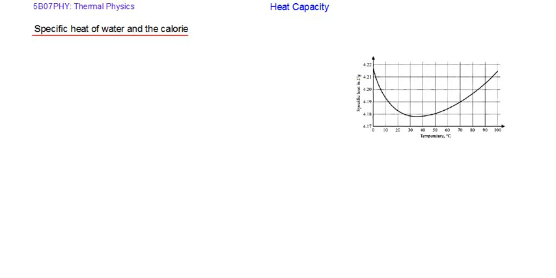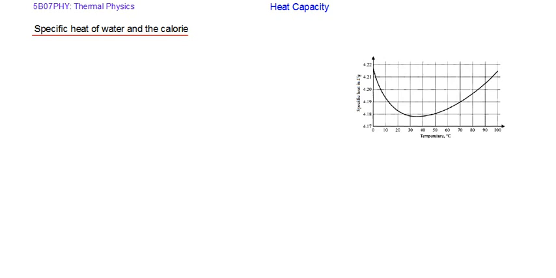So we will discuss the concept of specific heat of water and the calorie here. The subject of calorimetry was developed during the middle of the 18th century, and at that time all the measurements were limited to the temperature range of 0 degrees Celsius to 100 degrees Celsius, which represents the freezing and boiling points of water. And the unit of heat used at that time was the calorie, it was not the joule.